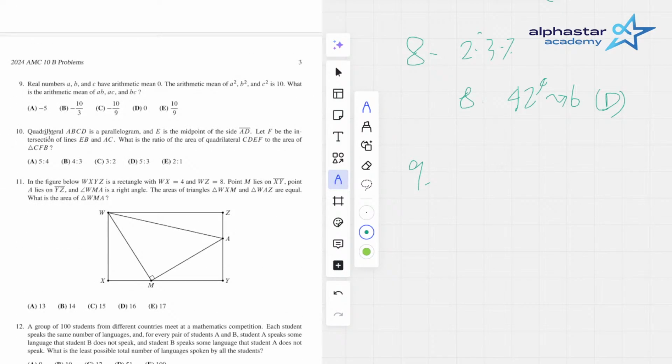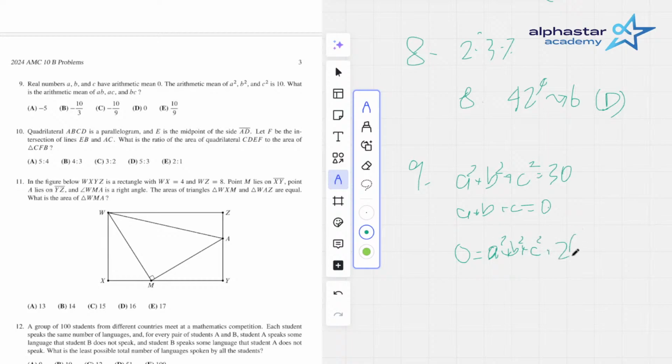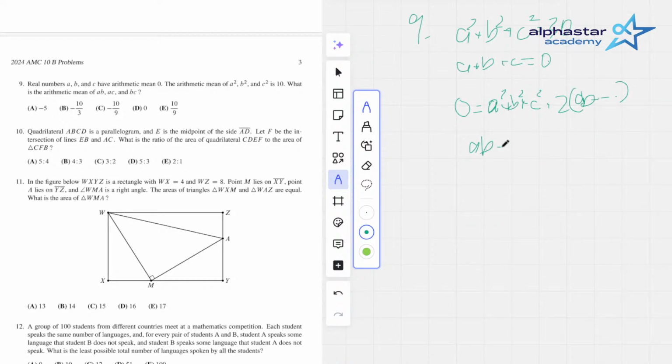Real numbers a, b, and c of arithmetic mean 0. The arithmetic mean of their squares is 10. So we get a squared plus b squared plus c squared equals 30. And also a plus b plus c equals 0. So then squaring, a squared plus b squared plus c squared plus 2 times ab plus whatever. So ab plus whatever is equal to negative 30 over 2, negative 15, which means the arithmetic mean is a.